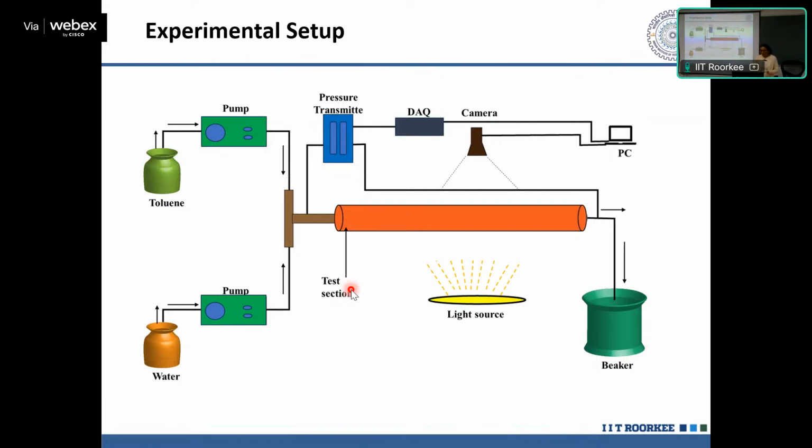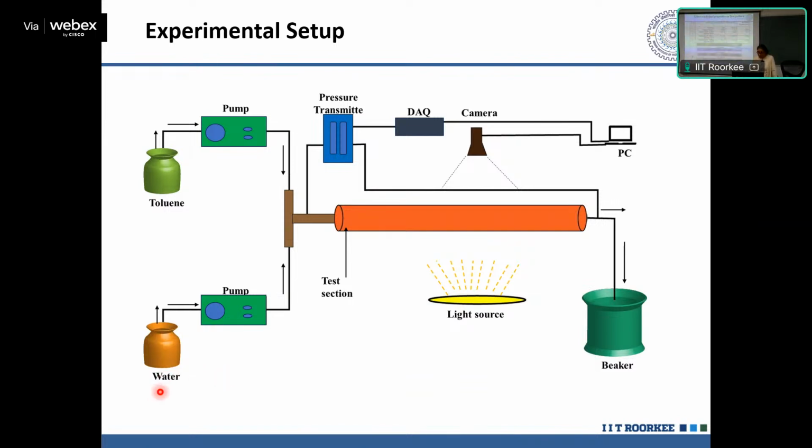So again, this is the experimental setup. This is a straight tube of glass, a glass capillary, similar to what we have already seen. This is the light source, camera, and pressure transmitter that we haven't seen last class. This is the pump for both the phases, toluene and water.